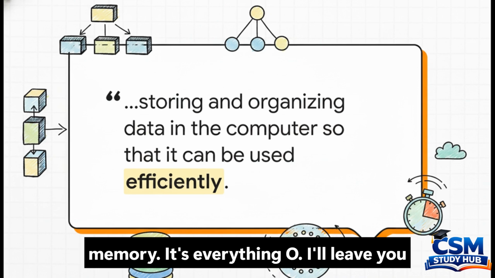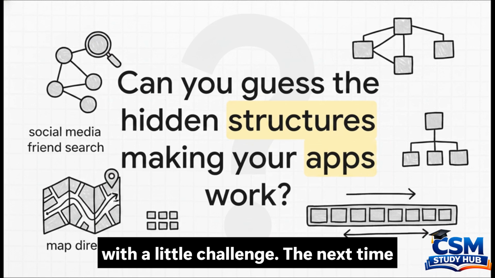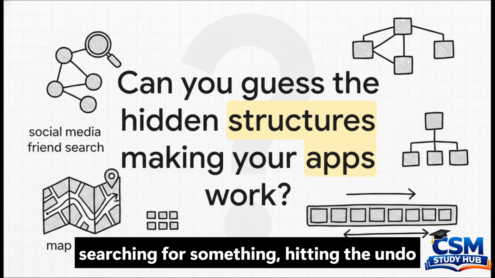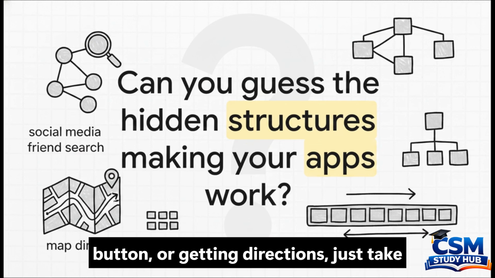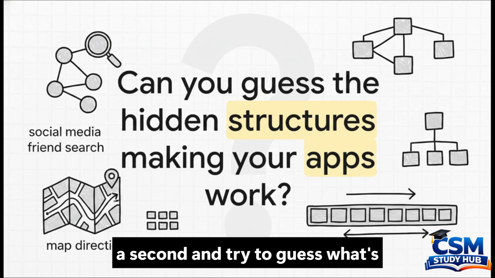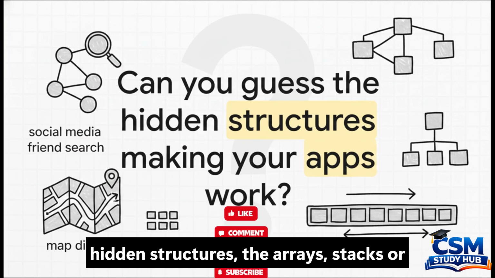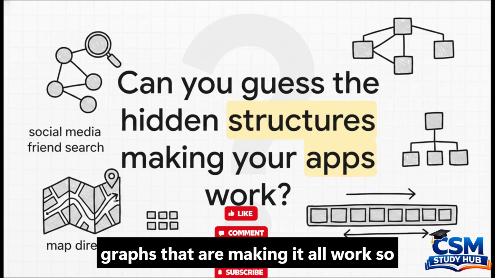It's everything. So I'll leave you with a little challenge. The next time you use an app, any app, whether you're searching for something, hitting the undo button, or getting directions, just take a second and try to guess what's happening underneath. Can you picture the hidden structures, the arrays, stacks, or graphs that are making it all work so smoothly?